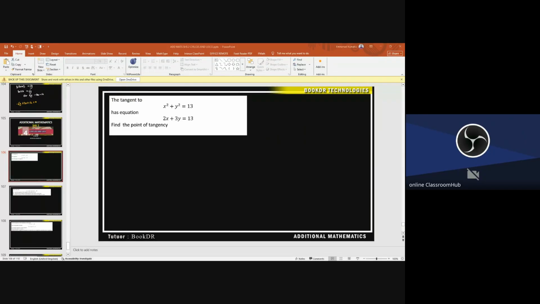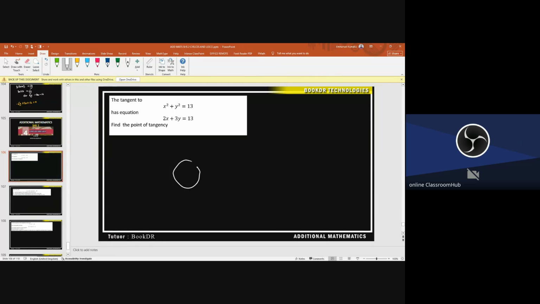But in this question, they have rather given us the equation of the tangent. So we are rather to find the coordinate of the point of contact of the circle.